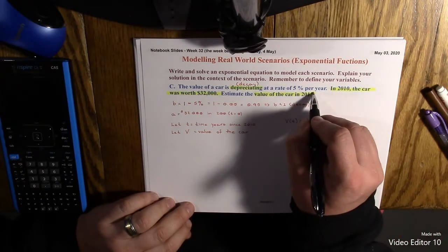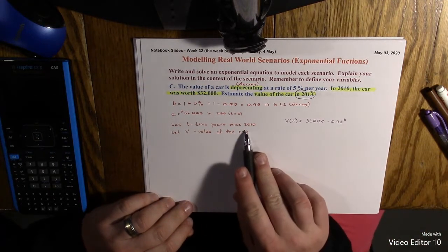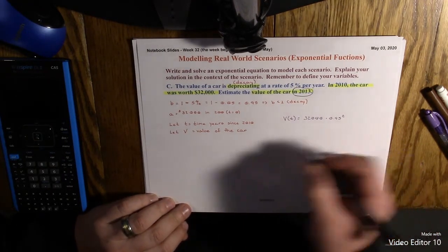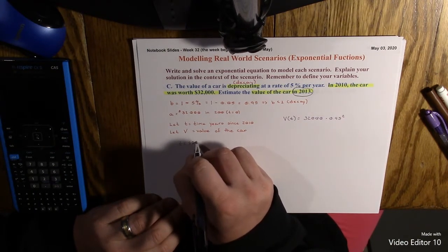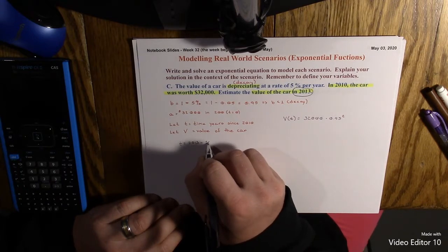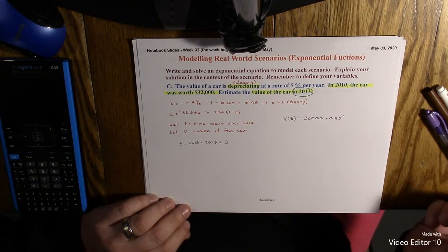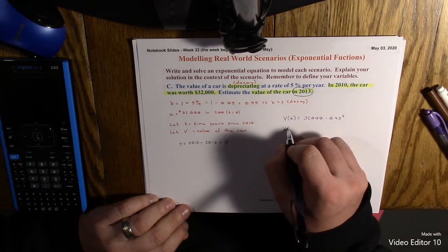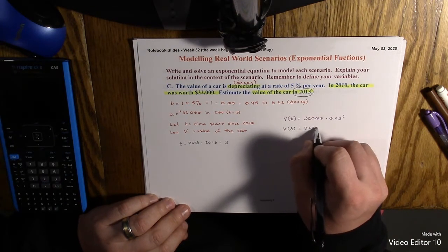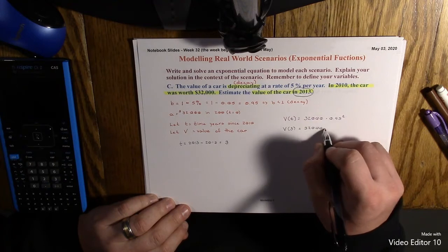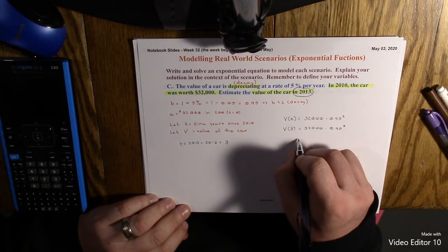Now remember, we're looking for the value in 2013. But remember, our t is years since 2010. So our t for this will be the year we want, 2013, minus our initial year, 2010. So our t value will be 3. So we're going to look for v of 3. So we want 32,000 times 0.95 to the third power.